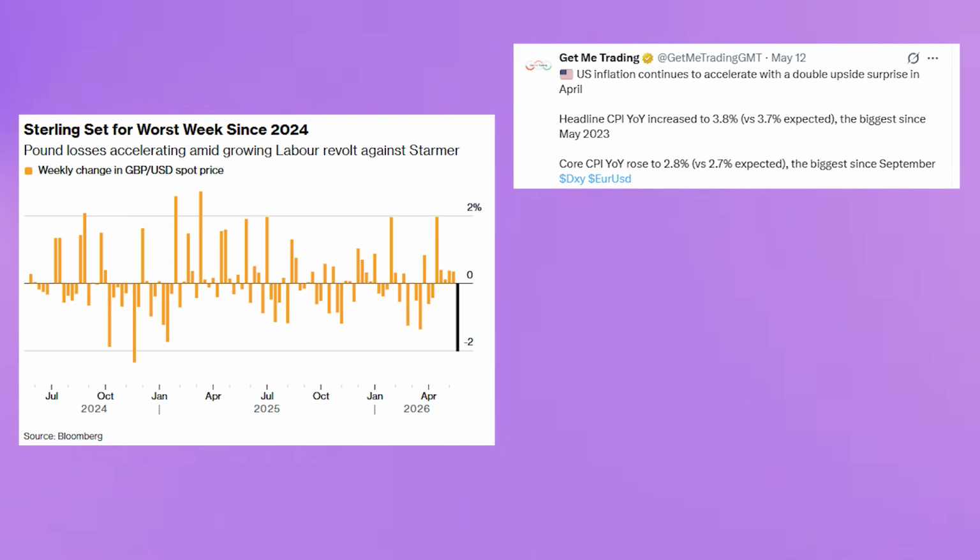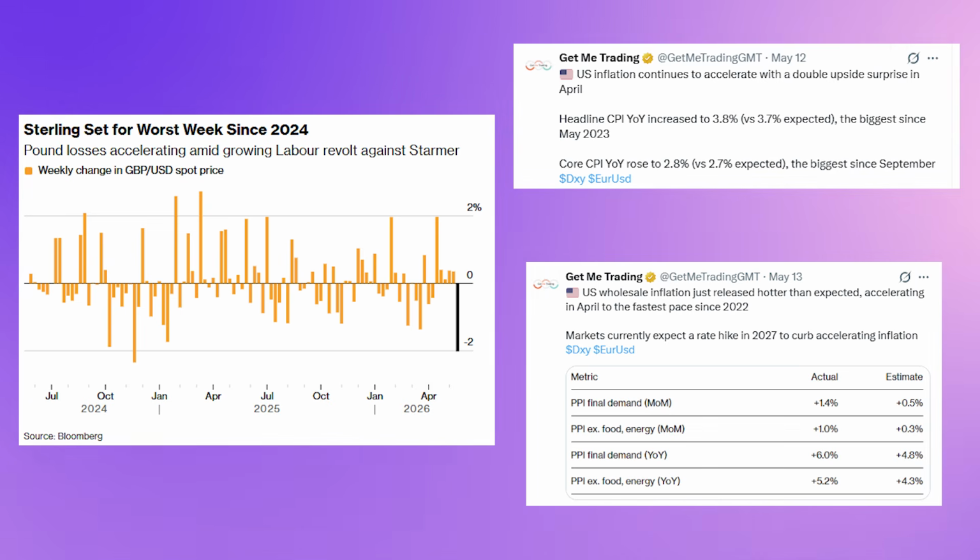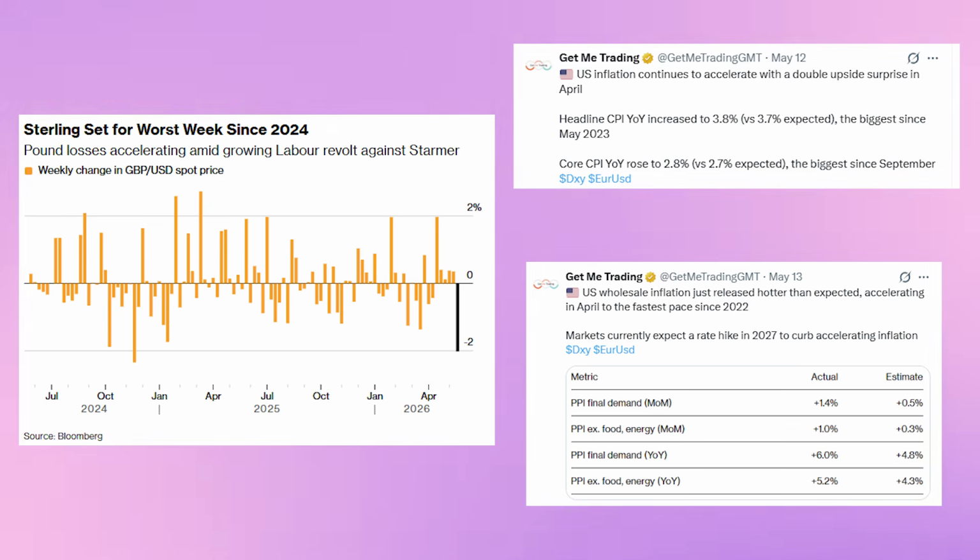hotter than expected inflation starting to show up in headline and also in wholesale inflation figures in the US, driven of course by the recent rally in crude oil. And this bullish fundamental catalyst looks to have kick-started the next move up in the US dollar.